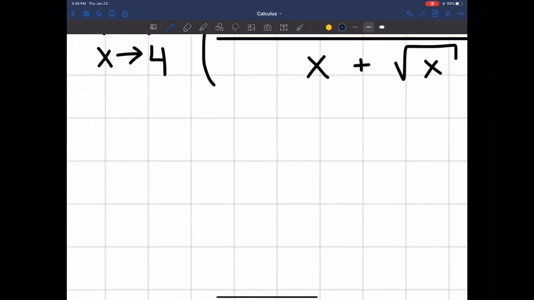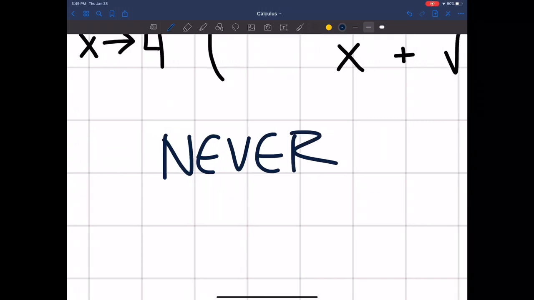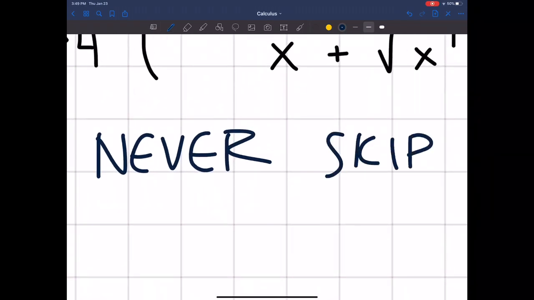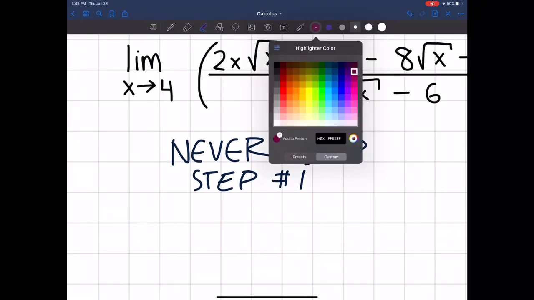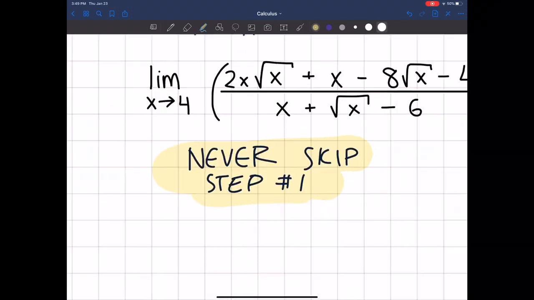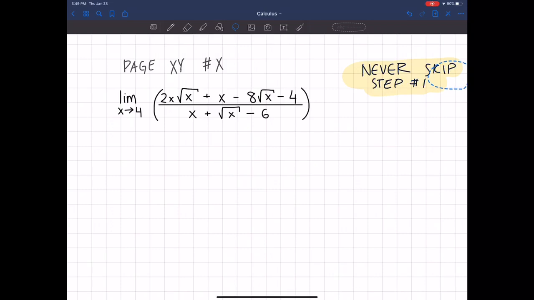Now, the first step, step number 1, and I'm going to write this down carefully so you guys will not forget. Never skip step number 1. I said this many times in class. You guys still do this. I swear, I will still see some people do this on the test. Never skip step number 1. It's highlighted. You guys know this now.